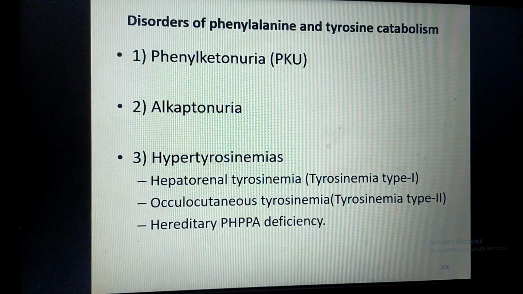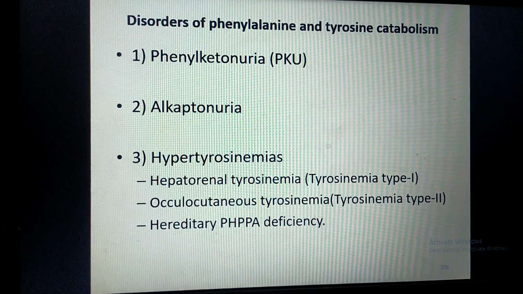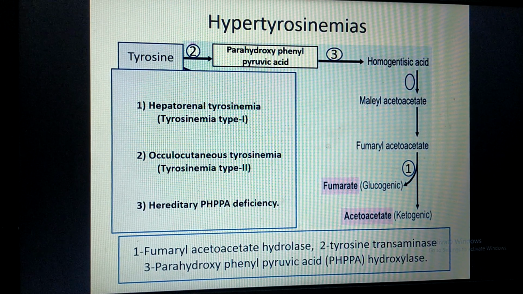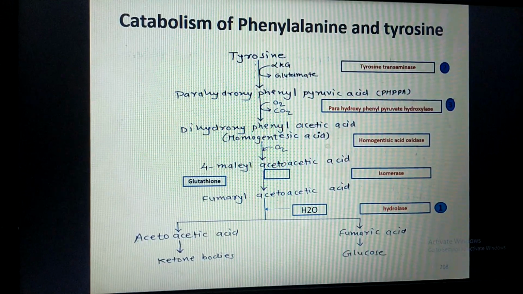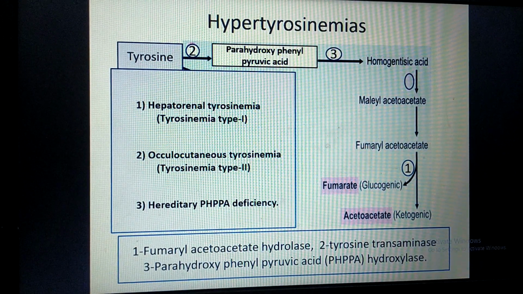Now the next third disease related to phenylalanine and tyrosine metabolism is hypertyrosinemias, and it is of 3 types. So this is tyrosine catabolism. I have written in a different manner. This pathway is the same. So here is the pathway of tyrosine catabolism.